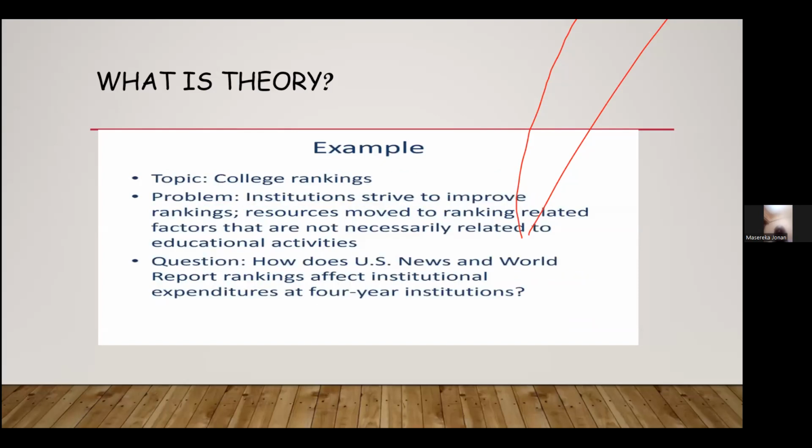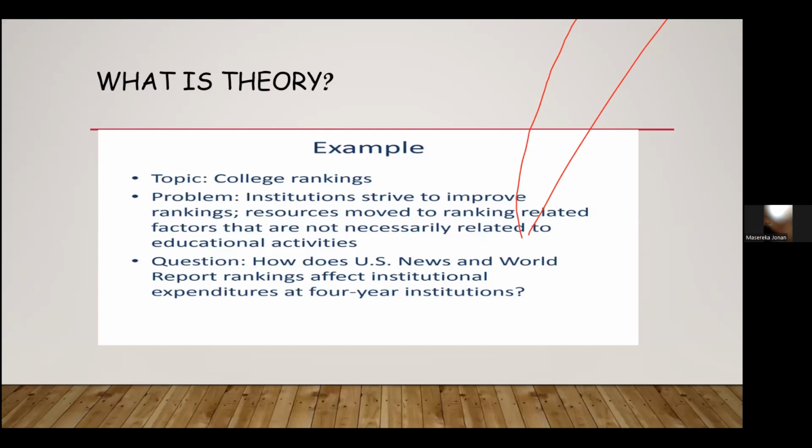So here's another example from actual research studies that are published. One of my research interests is college rankings, as you already noticed. I identified a research problem based on the concerns of higher education administrators and researchers that institutions strive to improve rankings, which resulted in the move of resources to ranking-related factors that are not necessarily related to educational activities. Also, based on the literature review, I learned that there is not much empirical evidence on this argument.